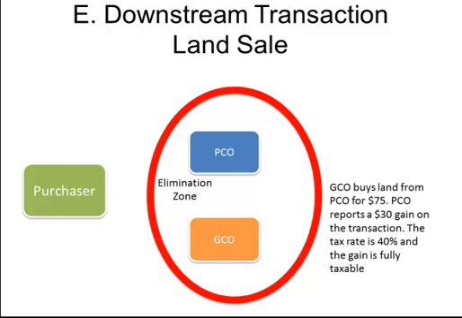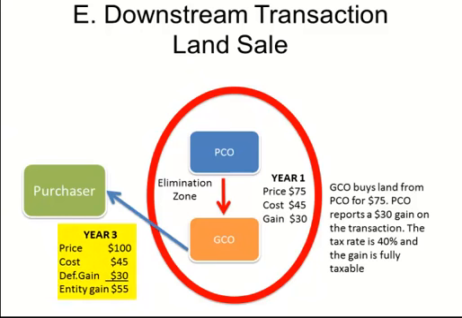So now we're in scenario E, which is a land sale transaction. Let's say that GCO, the subsidiary, buys land from PCO, the parent, for $75. The land cost parent corporation $45, resulting in a gain of $30. GCO holds the land for 2 years and then in year 3 sells it to an arm's length purchaser for $100. This is a downstream P to S transaction because the parent is the selling entity, which means that we don't need to worry about the non-controlling implications of any consolidation adjustments.